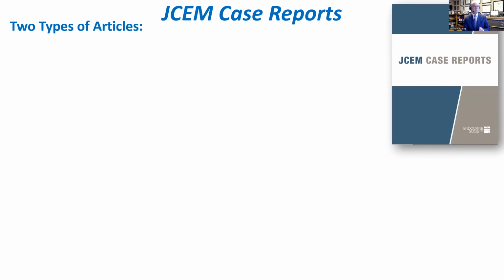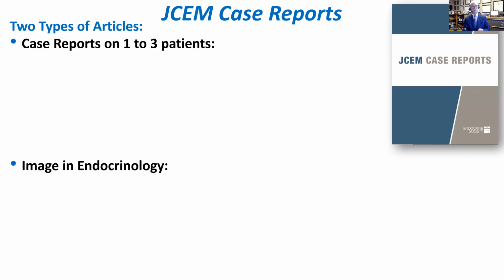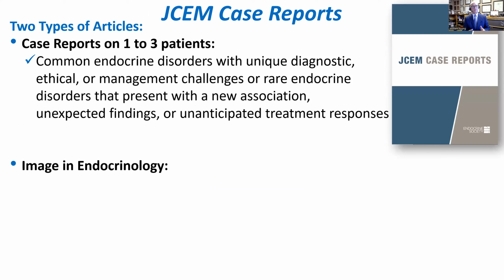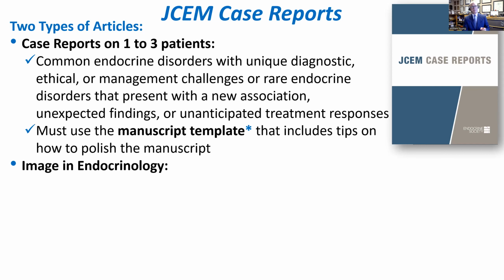We're considering two types of articles for publication: case reports up to 3 patients, and images in endocrinology. For the case reports, it can be a common endocrine disorder with unique diagnostic, ethical, or management challenges, or a rare endocrine disorder that presents with a new association, unexpected findings, or unanticipated treatment responses. Must use our manuscript template. This includes tips on how to polish your manuscript.